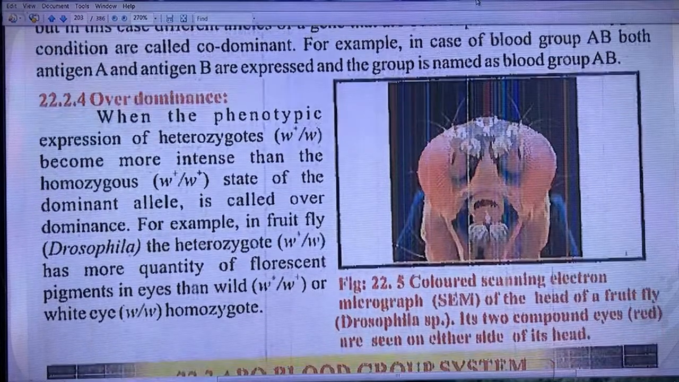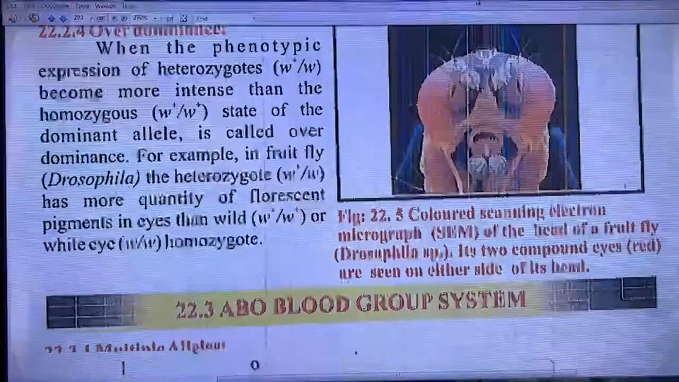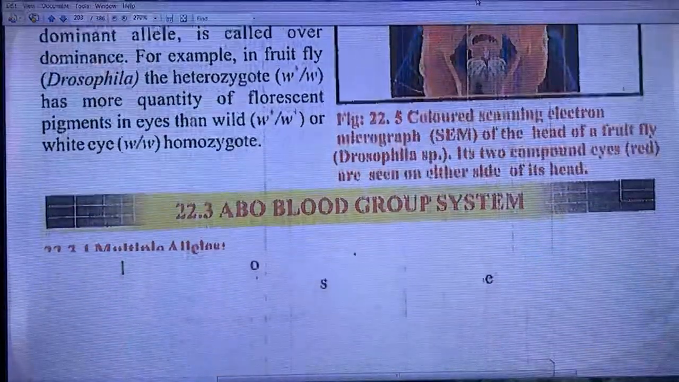Overdominance: when the phenotypic expression of the heterozygote becomes more intense than that of the homozygous state of the dominant allele, it is called overdominance. For example, in the fruit fly Drosophila melanogaster, a heterozygote has more quantity of fluorescent pigments in the eyes than the wild or white-eye homozygote. ABO blood group system.